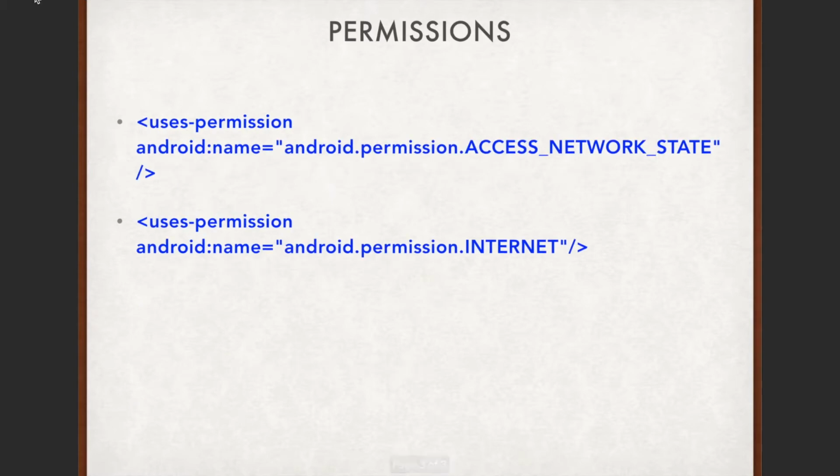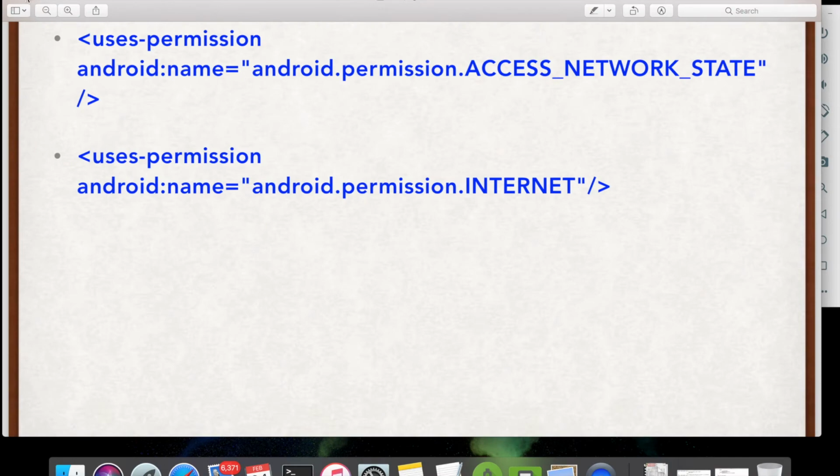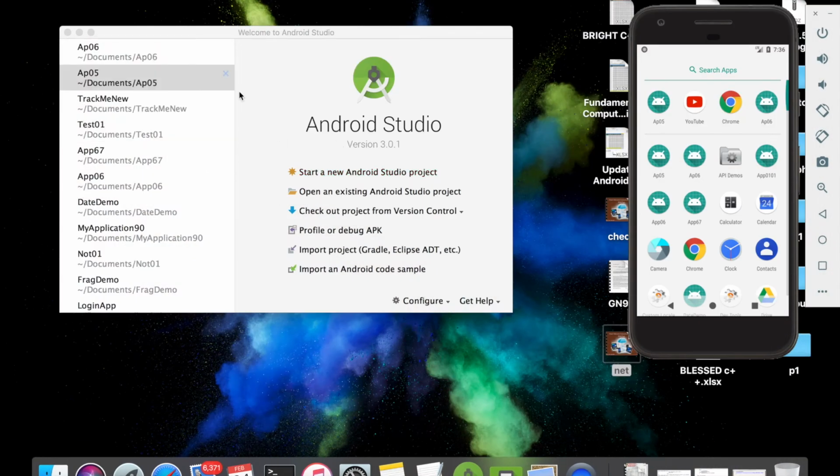Apart from this, we have to use these two permissions. One is to access the network state, first one. Second one to use the internet. So let us see how to implement the whole stuff in Android Studio.